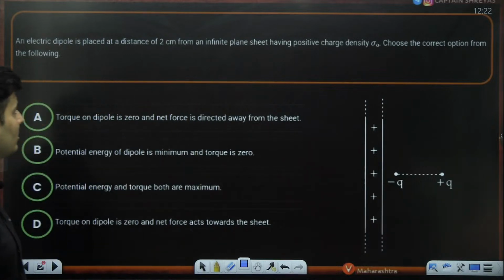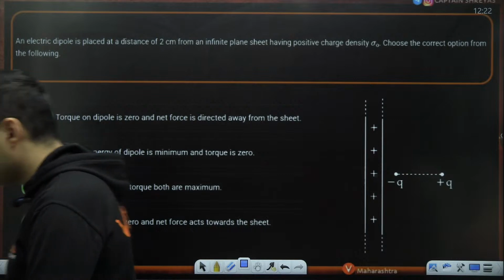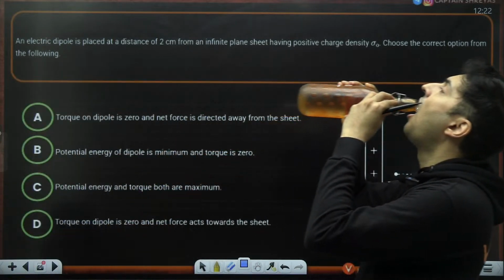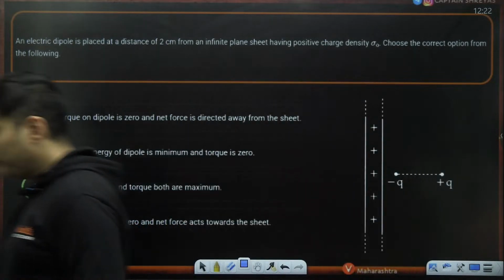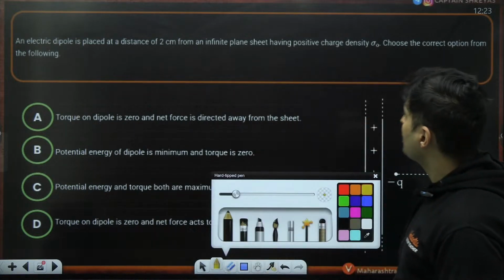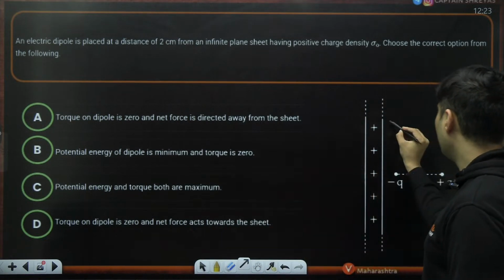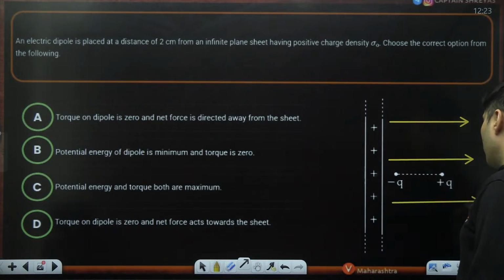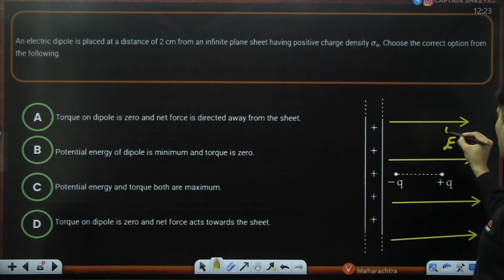There is a dipole placed at a distance of 2 centimeters from an infinite plane sheet having positive charge density sigma. Choose the correct option in the following. Come on, guys. What do you think? See, there is a uniform charged sheet. So due to that charge sheet, there will obviously be an electric field going like this. There is a uniform electric field which is coming because of that sheet.